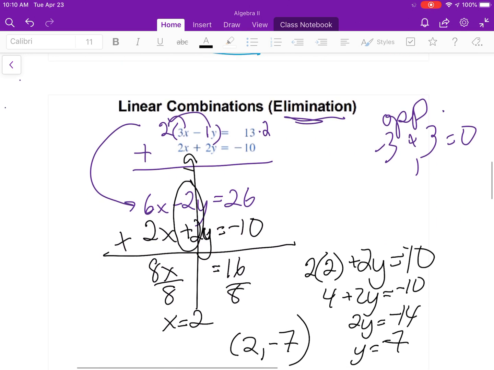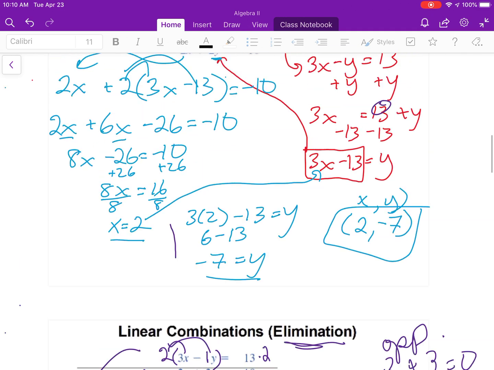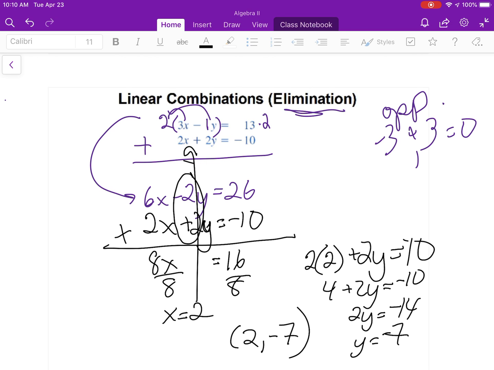Will you have to do both methods? Yes, at least once. You have to prove to me that you understand elimination. You have to prove to me that you understand substitution. But after that, you pick whatever method you feel best at.